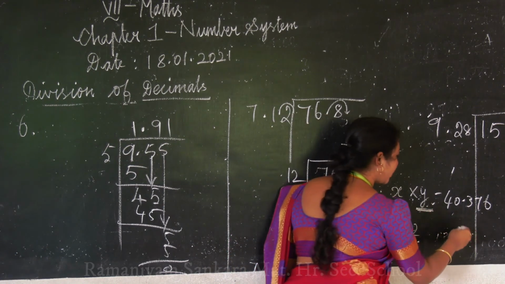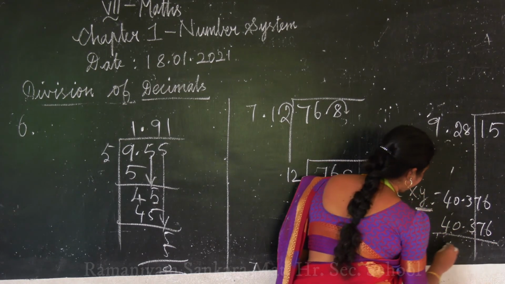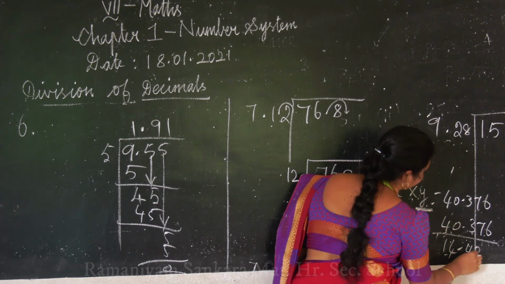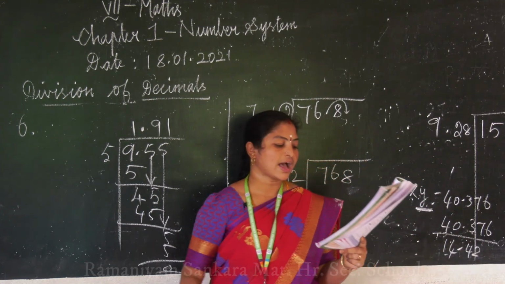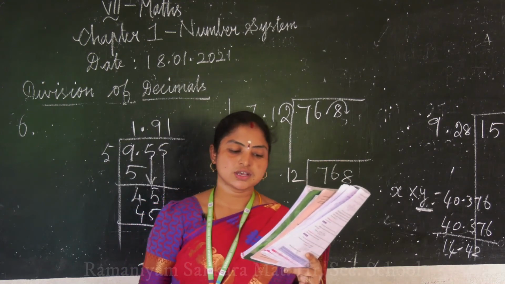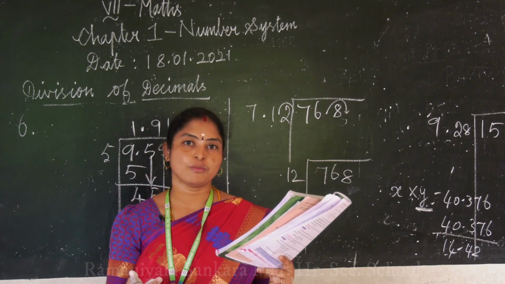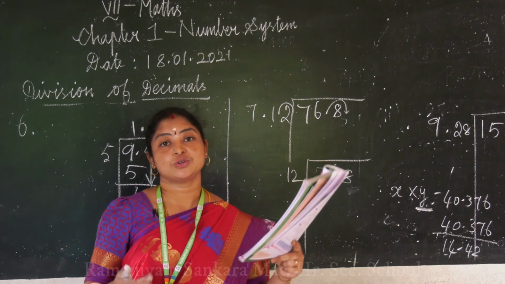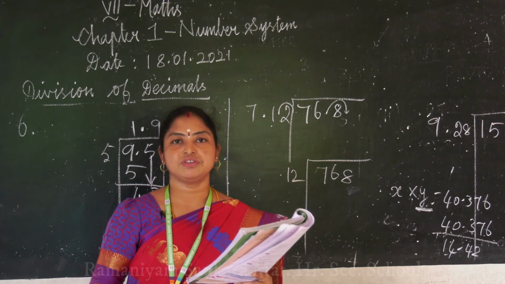So we have to divide 40.376 by 14.42. If we divide these two, you can know the other number. So this is also homework. Don't think, ma'am, you are giving all the sums as homework, and the word problems also as homework. Don't think like that, because these are all division only.